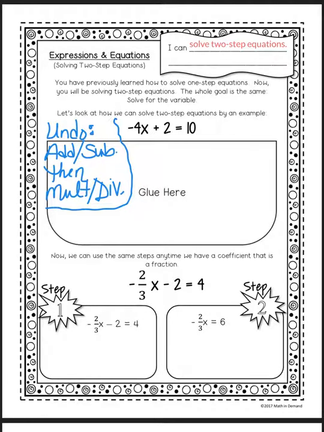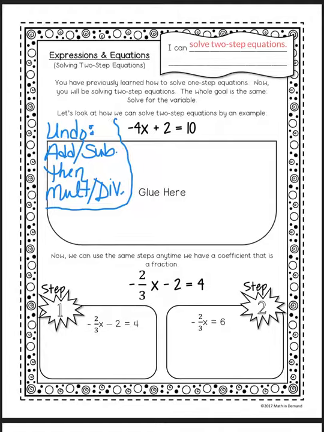The learning goal is I can solve two-step equations. On your paper, I already wrote what I have in blue here. First, you are to undo addition and subtraction, then undo multiplication or division. So if we look at the problem, negative 4x plus 2 equals 10.